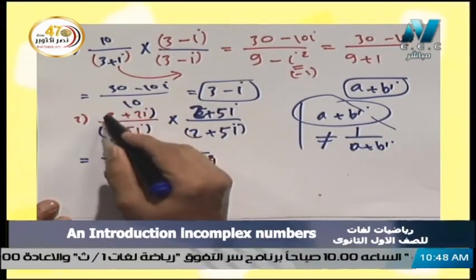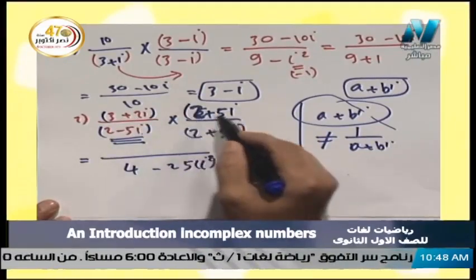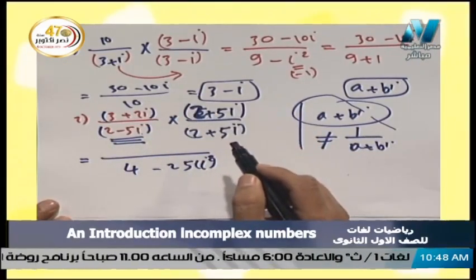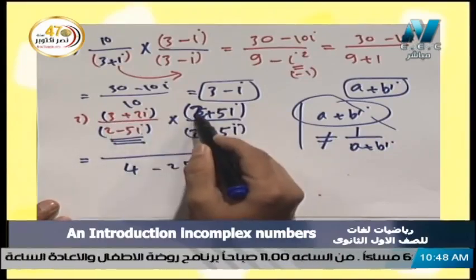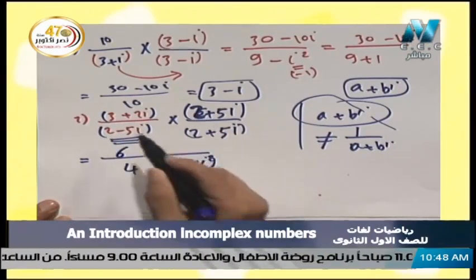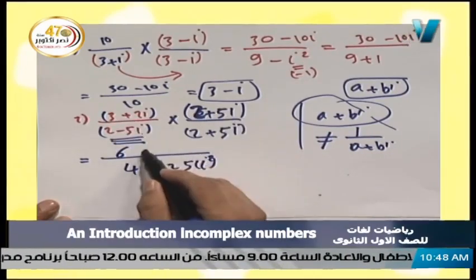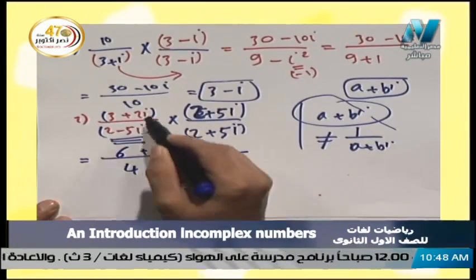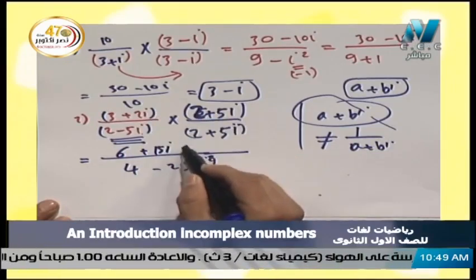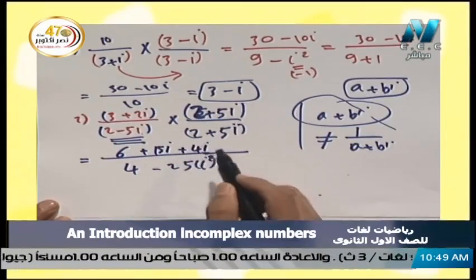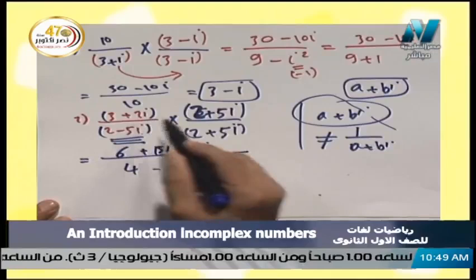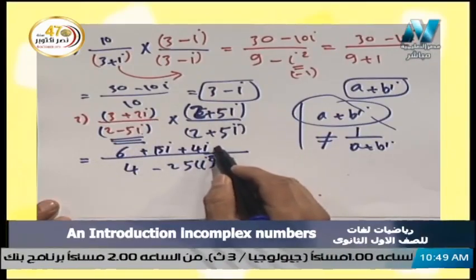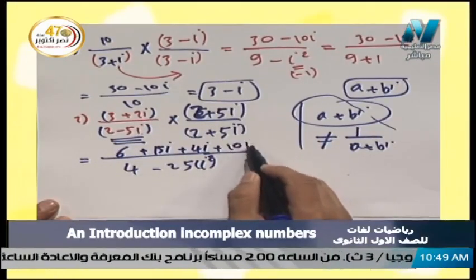Here 3 plus 2i multiplied by 2 plus 5i. 3 multiplied by 2 equals 6. 3 multiplied by 5i equals 15i, and 2i multiplied by 2 equals positive 4i. Finally, 2i multiplied by 5i equals 10i power 2.